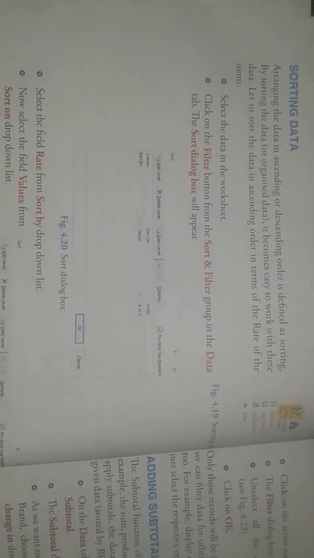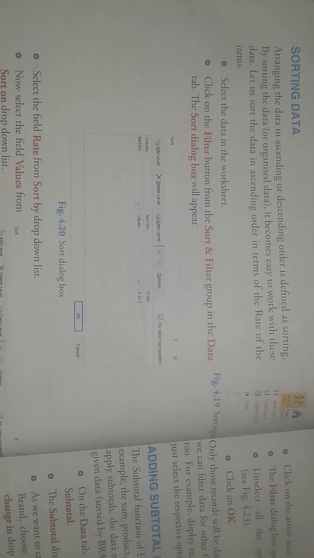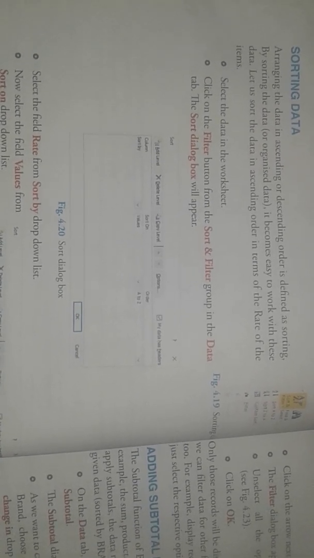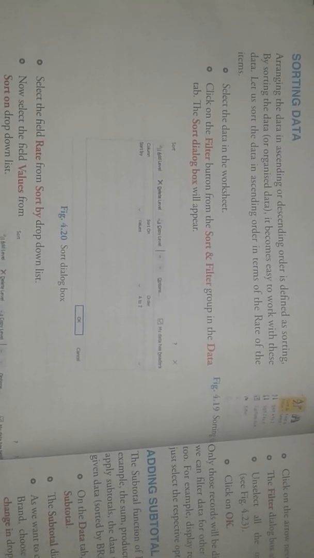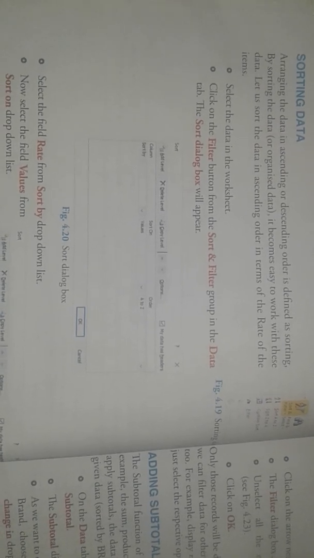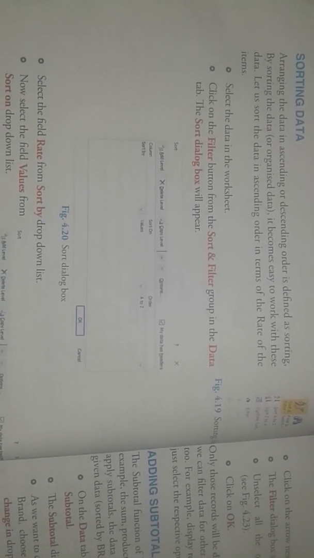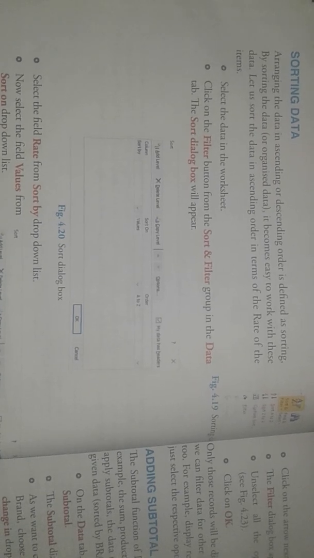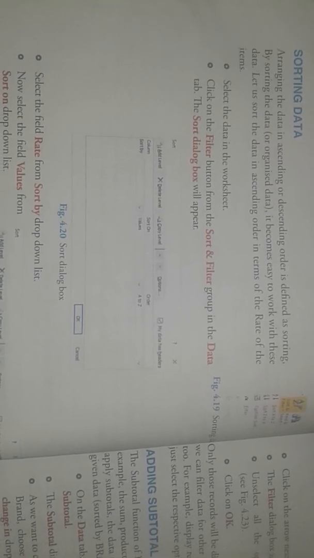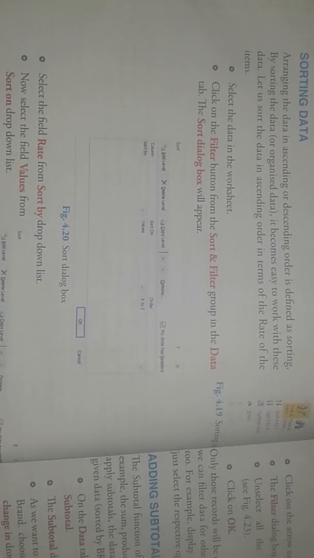Sorting data means arranging the data in ascending or descending order. Whenever we arrange data in ascending or descending order, it is defined as sorting. By sorting the data, or organizing the data, it becomes easy to work with it. How can we sort the data?